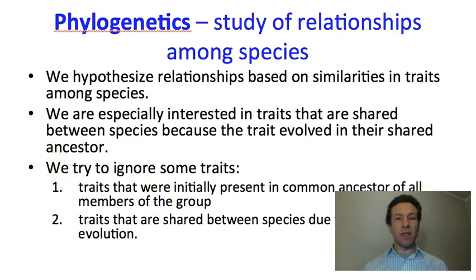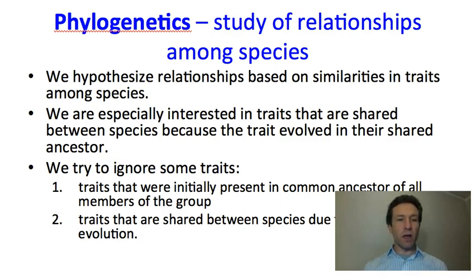There's some kinds of traits that we especially want to ignore. First, we want to ignore traits that are present in multiple of the species because they were present in the common ancestor of all members of that group. If the trait was there historically in the very first species, then it's not going to tell us anything about the relationships among the species that diverged from that first species.